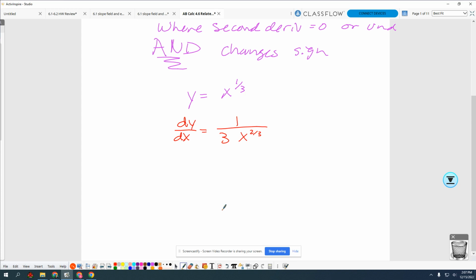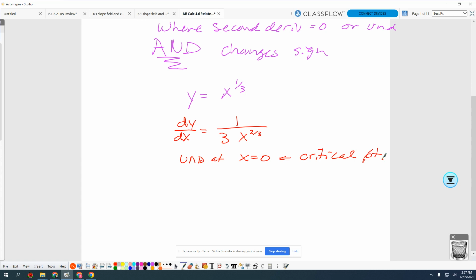Brian, where is this derivative undefined? 0. Asher, is there anywhere that this derivative is 0? No. So my only, what is this again? Lana? Critical point. That is my critical point. Definition has been achieved. The first derivative was undefined.